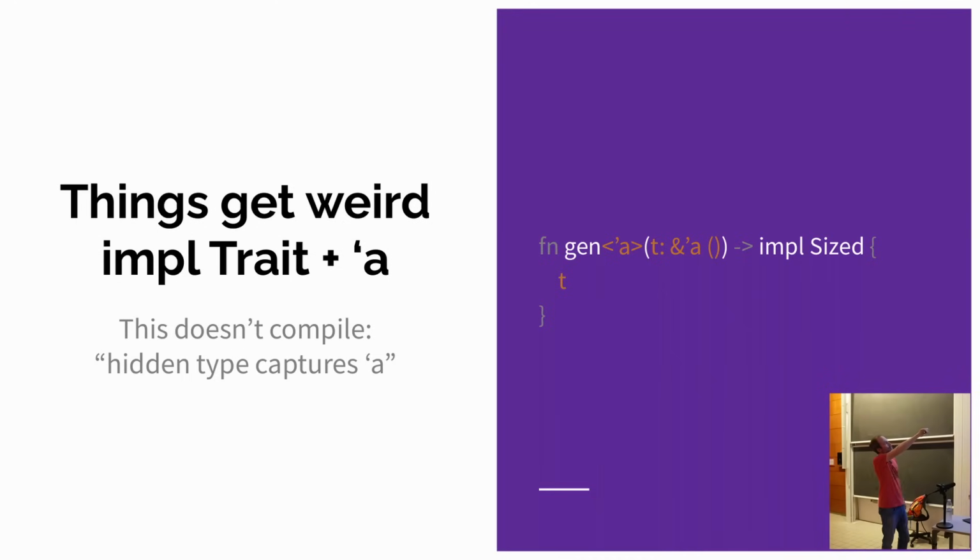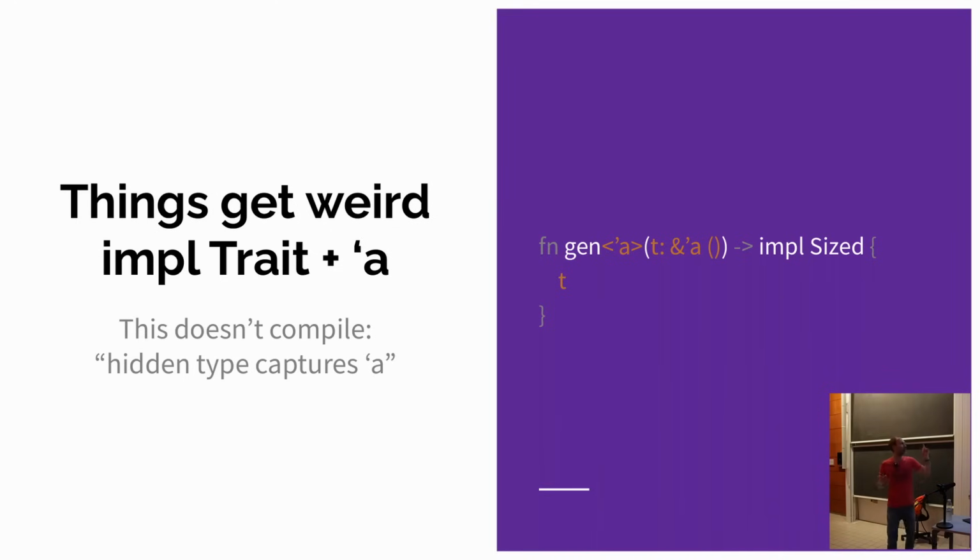So let's say that we change gen, so this time it no longer returns unit, it actually returns the t that's passed in as the argument. So now the hidden type that's returned truly does have a lifetime bound. It cannot live longer than the lifetime of this borrow, right? Because it includes a borrow of that length. Well, this doesn't compile because the compiler tells you the hidden type captures tick A, and there's nothing in the opaque type that says that it captures tick A.